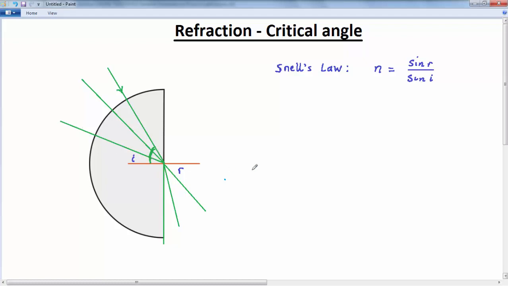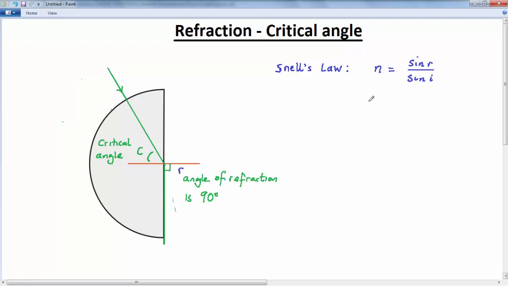Let's make that clearer. So the critical angle is the angle of incidence at which the beam is refracted by exactly 90 degrees. That's to say, it's refracted along the boundary of the glass block. We call that C, critical angle, and the angle of refraction is 90 degrees.